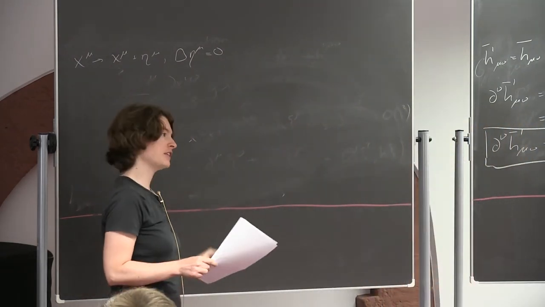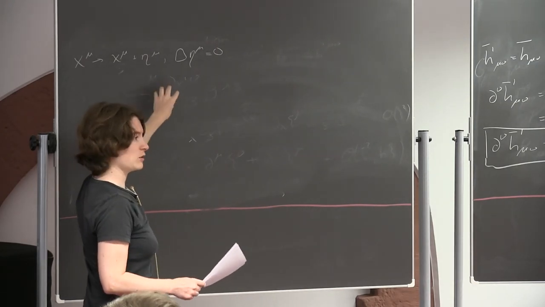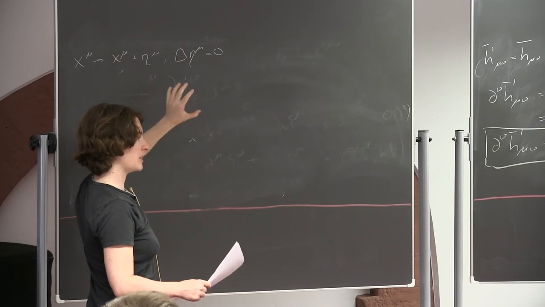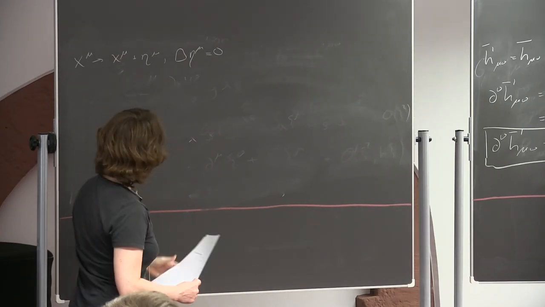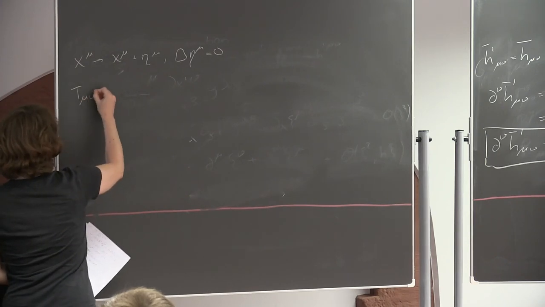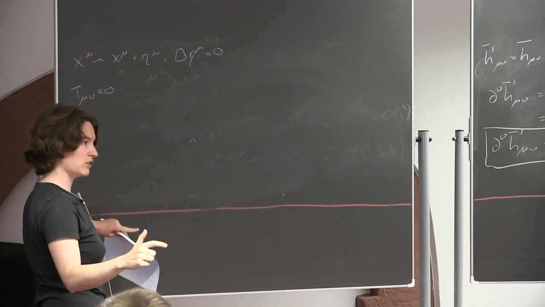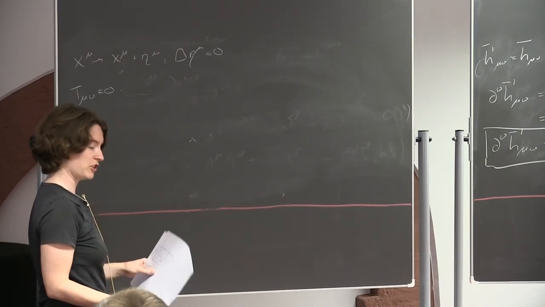One simple way of fixing these 4 degrees of freedom, so you need to fix them in a way that is consistent with the Einstein equations. I will do this now in the case that T mu nu equals zero. So if we're outside the source, we just have a freely propagating gravitational wave.